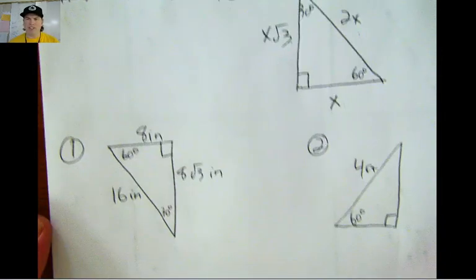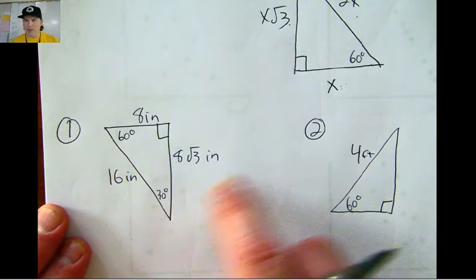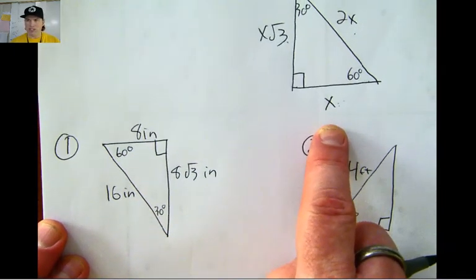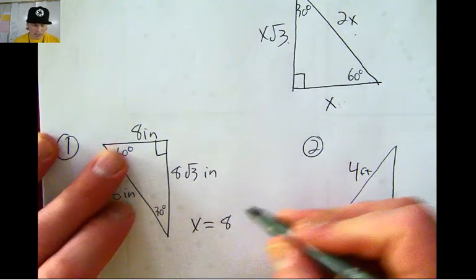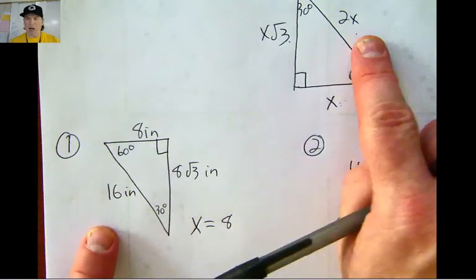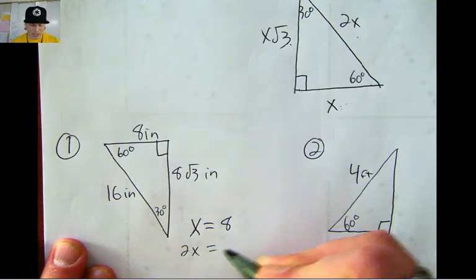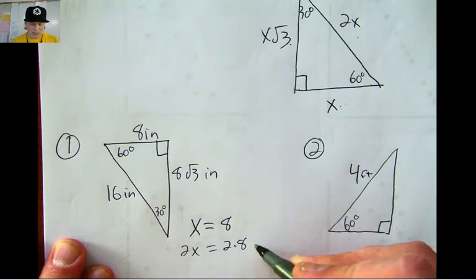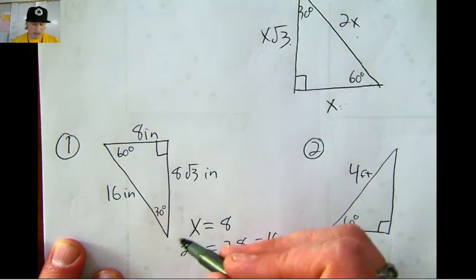If you're thinking about this using algebra, they gave me the 8 inches, which is the 30 degrees, which is the x. So x is equal to 8. Well, then to get to the hypotenuse, you multiply by 2. So if I multiply both sides of this equation by 2, I get 2 times x equals 2 times 8, which is 16. So that's where that comes from.